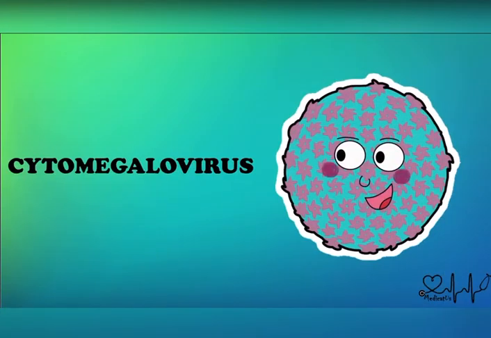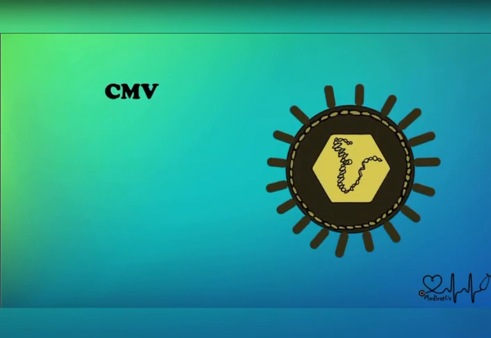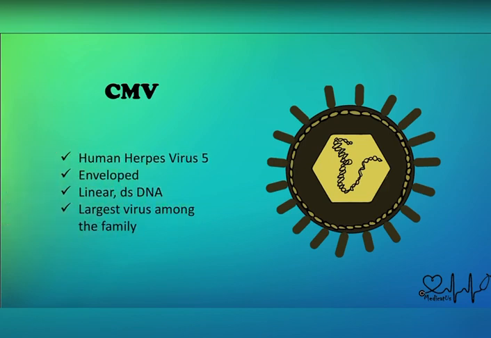In this video, we'll be discussing cytomegalovirus, also called CMV. It is human herpes virus 5, and as it is a member of the herpesviridae family, it is enveloped, linear, with double-stranded DNA. This is the largest among this family, not among all the viruses, because the largest DNA virus is pox virus. CMV is the largest among its own family, the herpesviridae family.